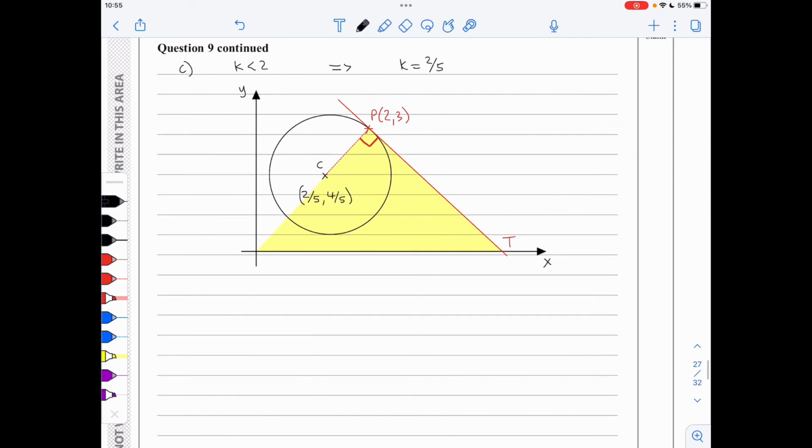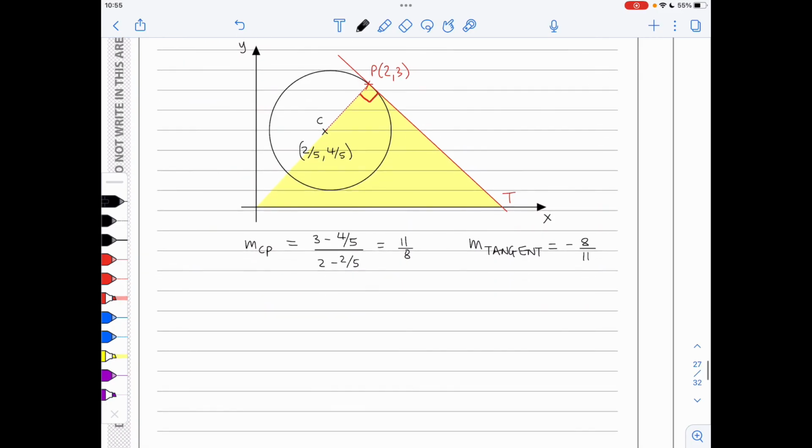So the gradient of CP is y2 minus y1 over x2 minus x1, which gives an answer of 11 over 8. We know that the right angle here means I could deduce that the gradient of the tangent is just the reciprocal of what I just found with the sign change, so it's minus 8 over 11, and therefore the equation of the tangent would be y minus y1 is m(x minus x1).